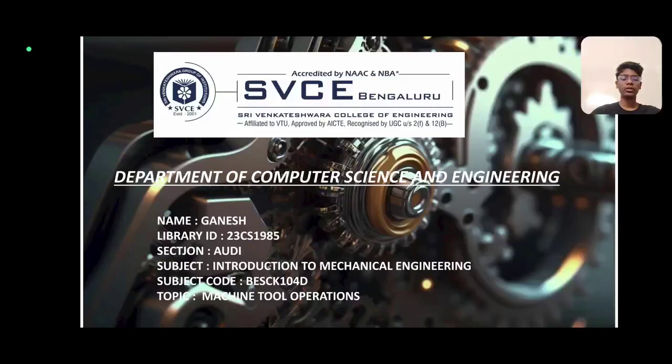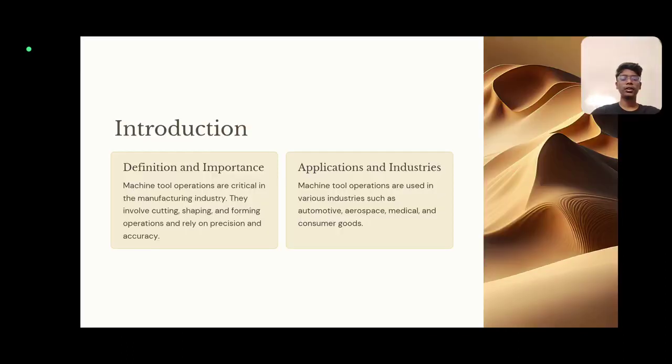Today's subject we are going to study is introduction to mechanical engineering, and the main topic is machine tool operation. Definition: machine tool operations are critical in the manufacturing industry. They involve cutting, shaping and forming operations and rely on precision and accuracy, like on the lathe machine. Applications and industries: machine tool operations are used in various industries such as automotive, aerospace, medical and consumer goods.